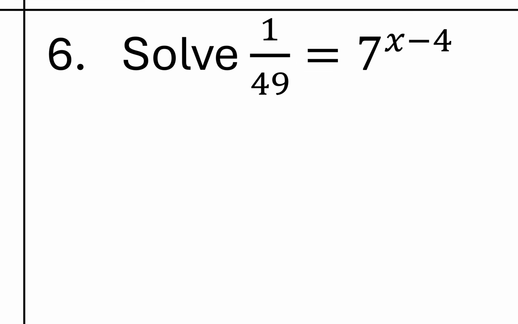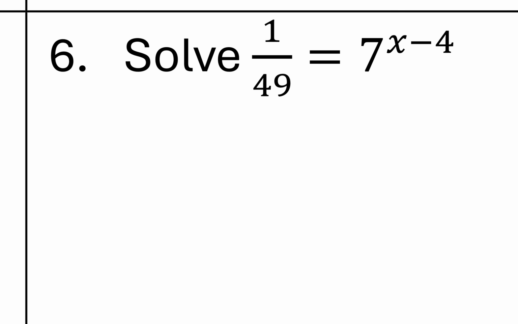Okay, moving on to the next question, for number 6. We notice right away that we do not have the same bases. We have 1 over 49, and on this side we have a 7. So I would recommend that we go with the base of 7. So we ask ourselves, 7 to the what power will give us the denominator 49? Well, it's going to be 2, but because we have a fraction, it's going to be negative 2 equals 7 to the power of x minus 4. That one does not change.